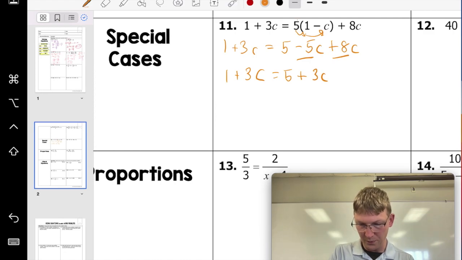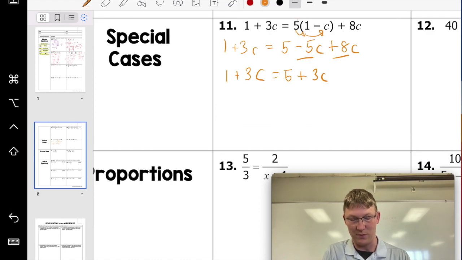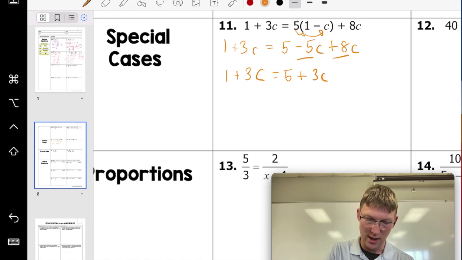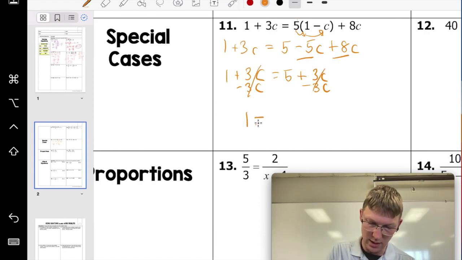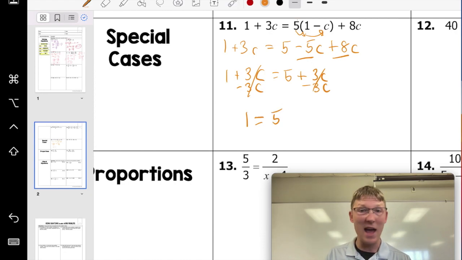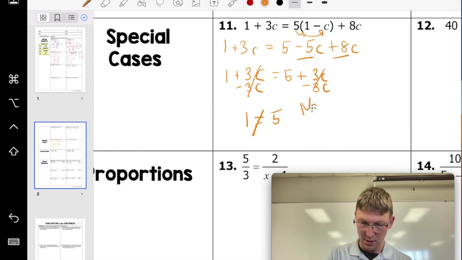Okay, so now there's 3c on both sides. So if you move the c's to one side, you're going to have minus 3c, minus 3c. Those both go to 0. So now we have 1 equals 5. That is not true. 1 does not equal 5. So if you have an equation that ends in 1 equals 5, your answer is no solution.